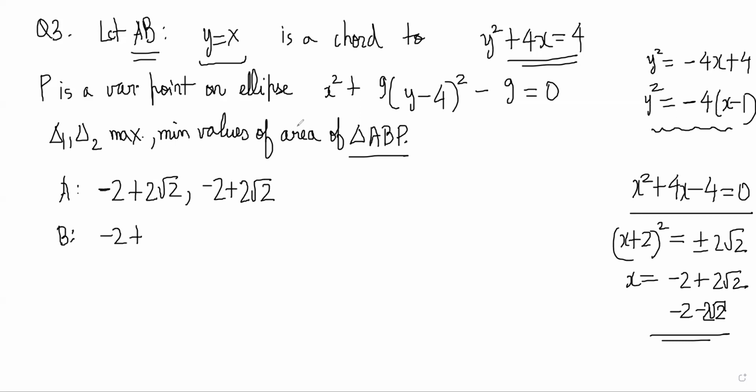So what is the problem? You just take a parametric point on this and find the area. I did this, like I got minus 2 plus 2 root 2 and the other also. But I wasn't sure how to get the minimum area. I wanted to see whether I can observe it without using calculus.